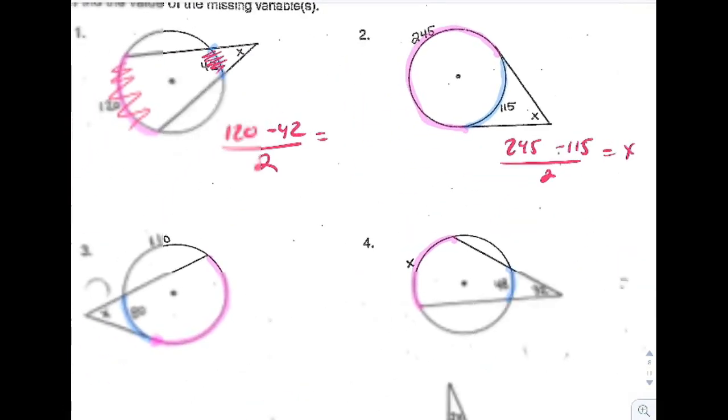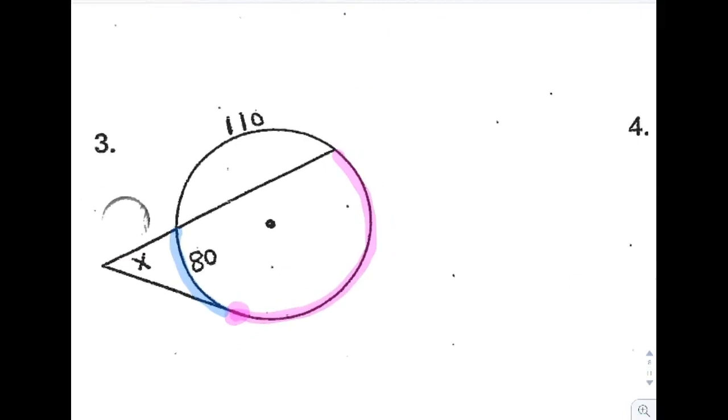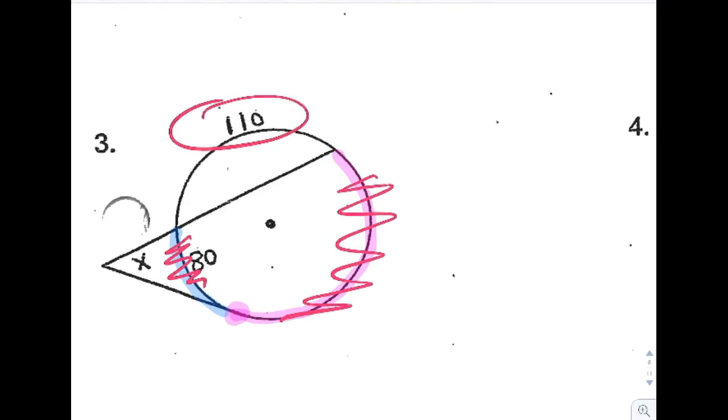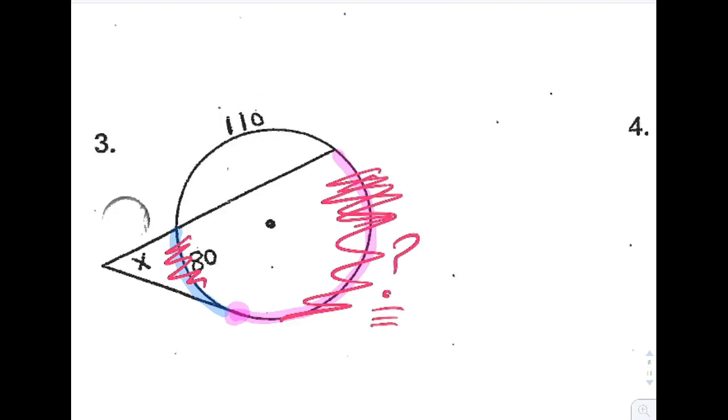That's 2 tangents, but it's the same problem. Here, it's the same idea. There's 2 arcs intercepted, this one and this one. Now, I'm not going to do this for you, but a whole circle is 360. This 110 isn't really part of the problem, but you need it to find that arc first, because a whole circle is 360. So you have to take away 110 and 80 to find out what this is. Then it's this one minus this one divided by 2.